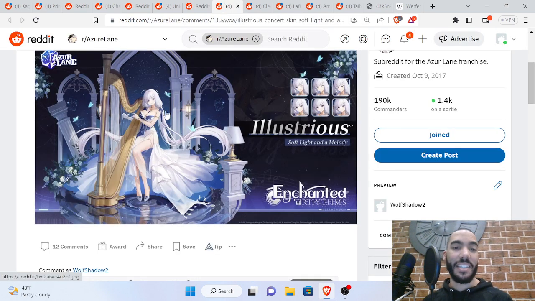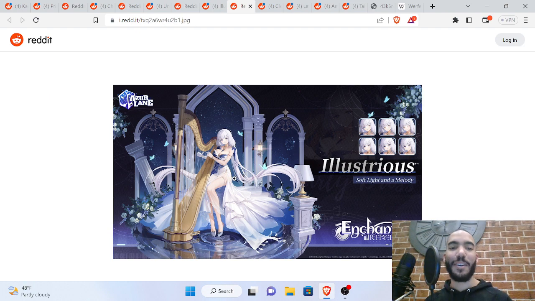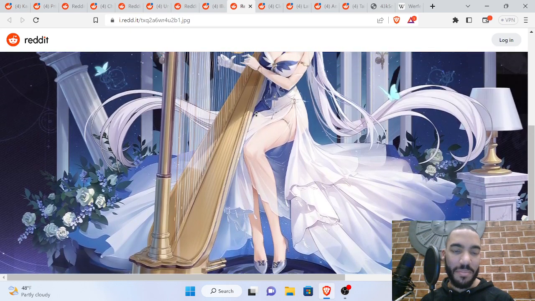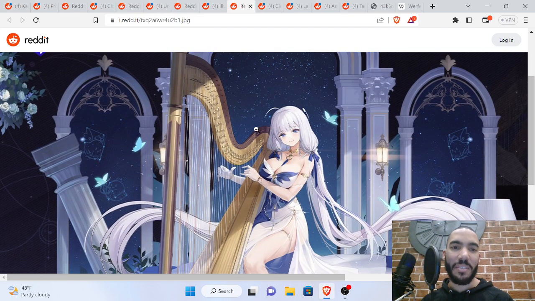Illustrious gets a skin as well. I don't know what this concert event is going to be. I'm very curious. Anyway, so, yeah, she is playing, oh my gosh, what is this thing called again? A harp. That's right.